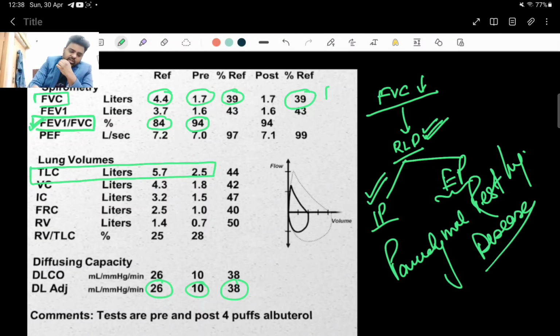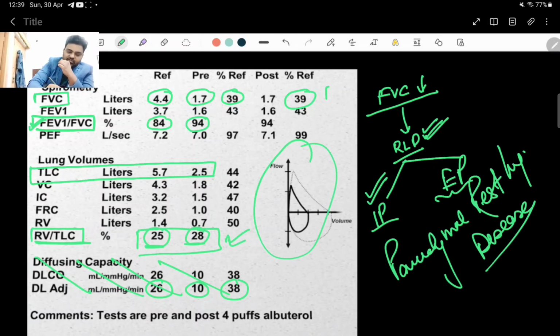So now, you can also see they have also mentioned the RV upon TLC. I have told you that RV by TLC increases in extraparenchymal restrictive lung disease. See here it is normal. It is not increased. So even if this value is not given, just by this we can differentiate extraparenchymal from intraparenchymal. So this is the case of a parenchymal restrictive lung disease. And this graph is also showing the restrictive lung disease. There is no coving. Okay.